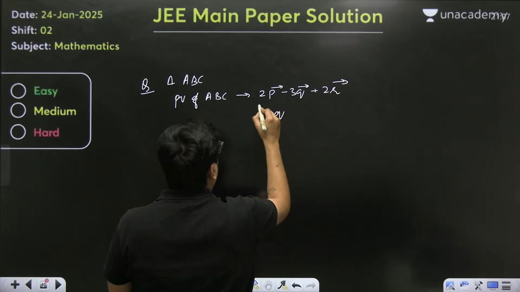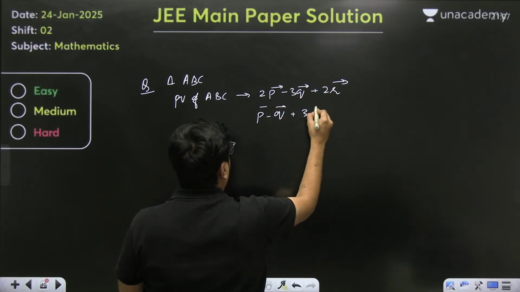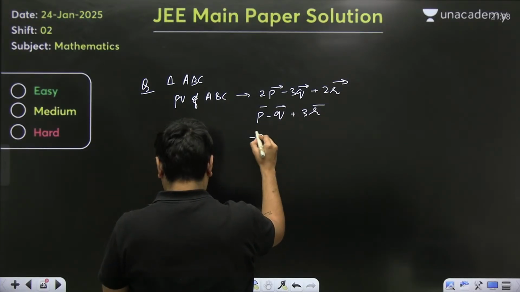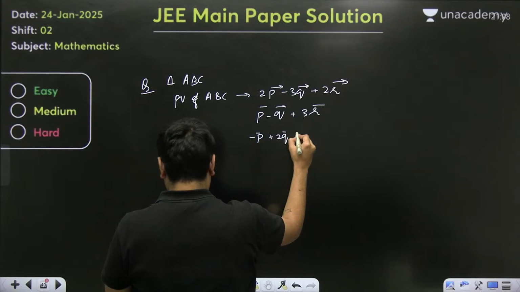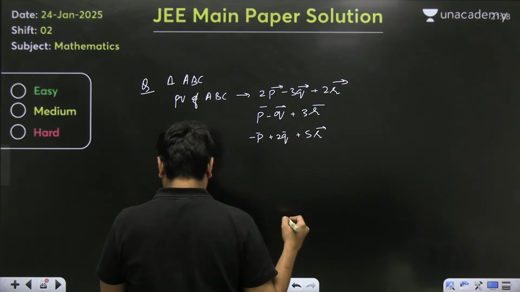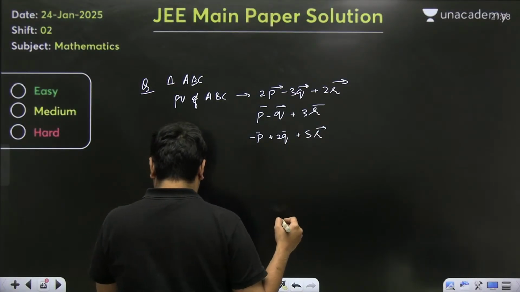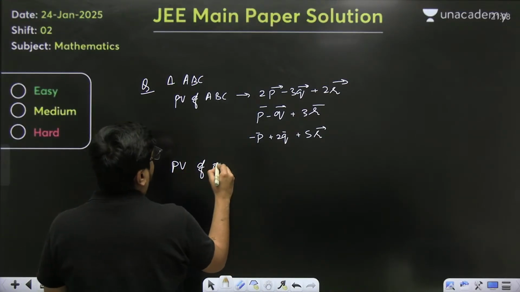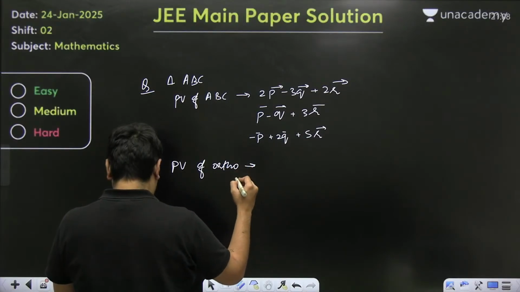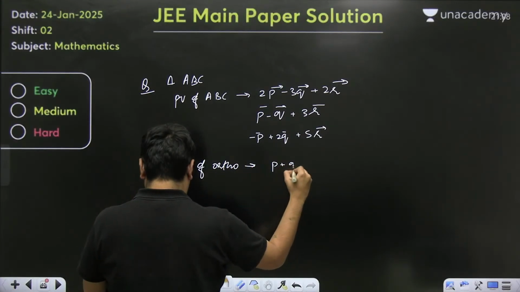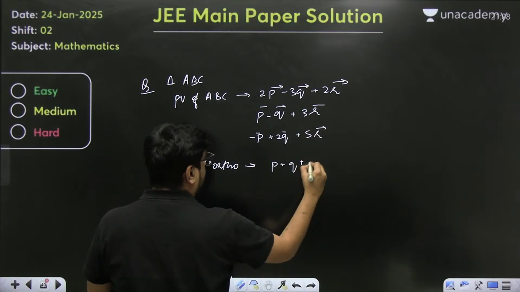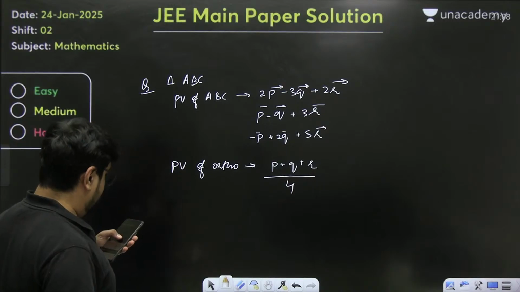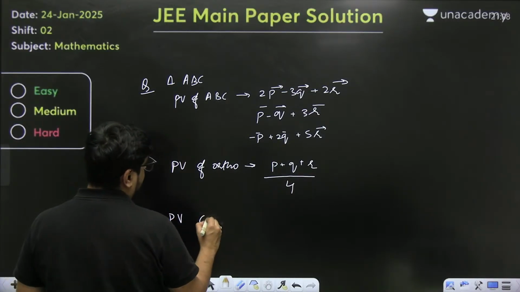P minus q plus 3r is the position vector of B, and minus p plus 2q plus 5r is the position vector of C. And the position vector of the orthocenter is also given to you. The position vector is (p plus q plus r) divided by 4. Then find the position vector of the circumcenter.